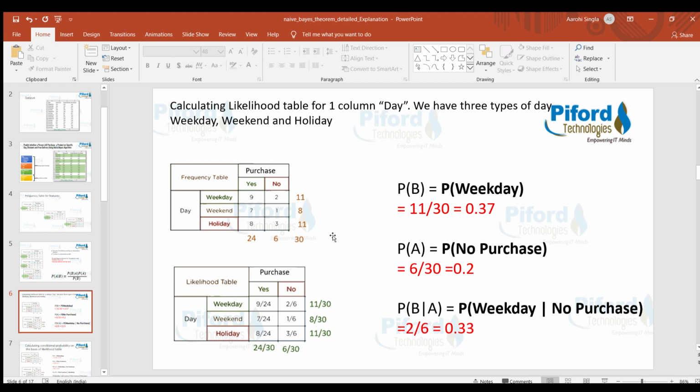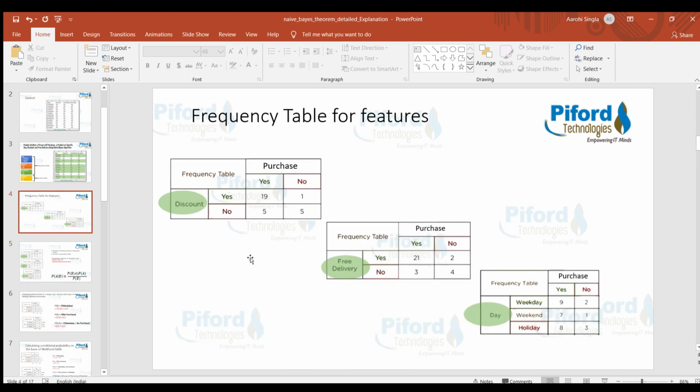Okay, now let's move forward. Over here, I'm calculating the likelihood for only one column. I'm working on the day column first of all. Let's leave the delivery, free delivery and free discount columns for right now. Let's understand the concept with one column first. The very first column I'm using to calculate this conditional probability is the day column. So this is the frequency table of the day column, which I've just shown you.